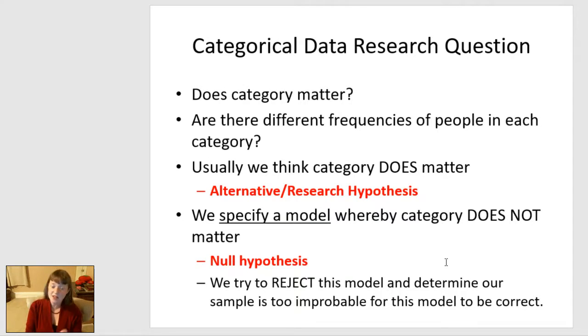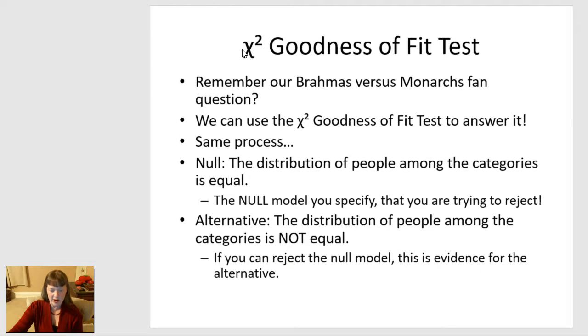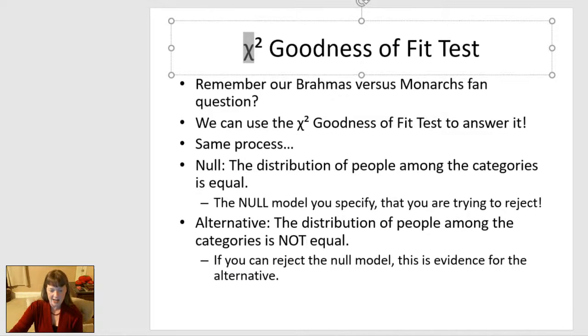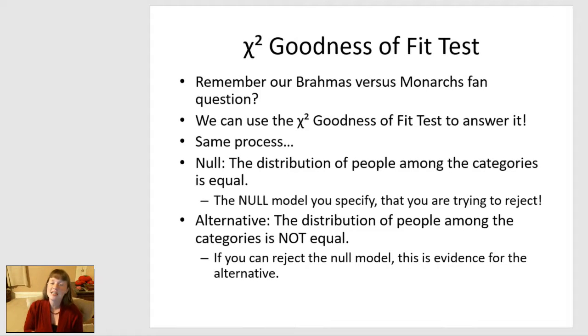So then you test the null hypothesis model. And it's called a model because of how we test it. We look at, and I'll show you that in a minute. This type of research question is called a chi-square, there's that Greek letter chi again, chi-square goodness of fit test. Because what you do is you create a world where the frequencies are exactly the same among all of your categories. And then you test to see how good that model fits.